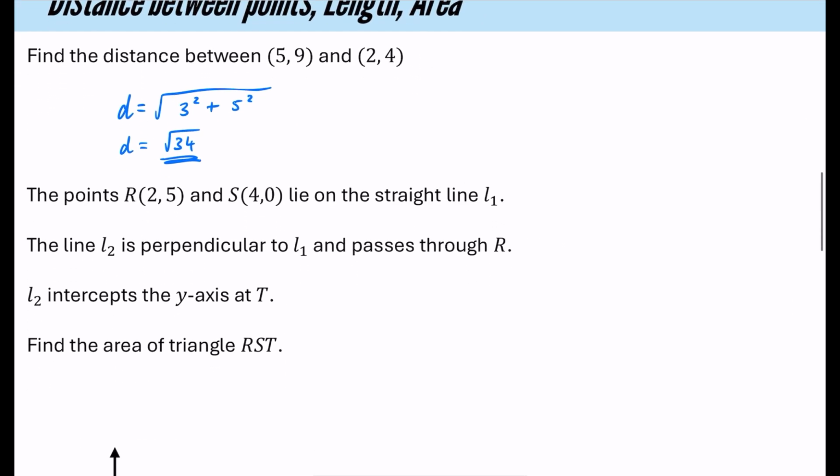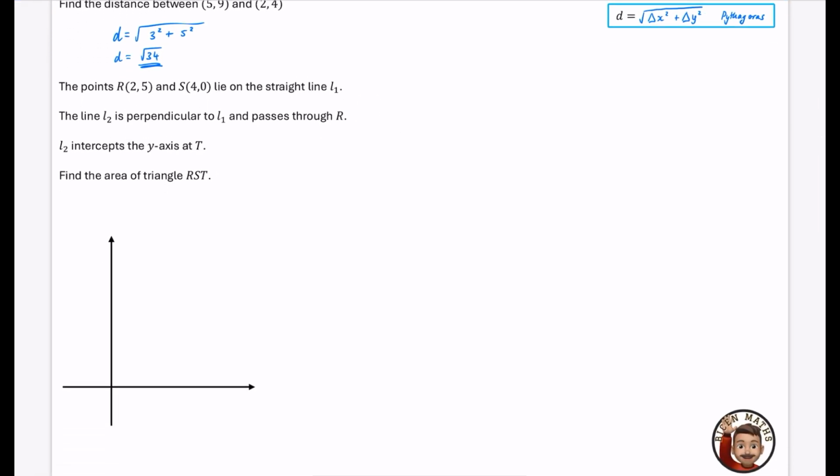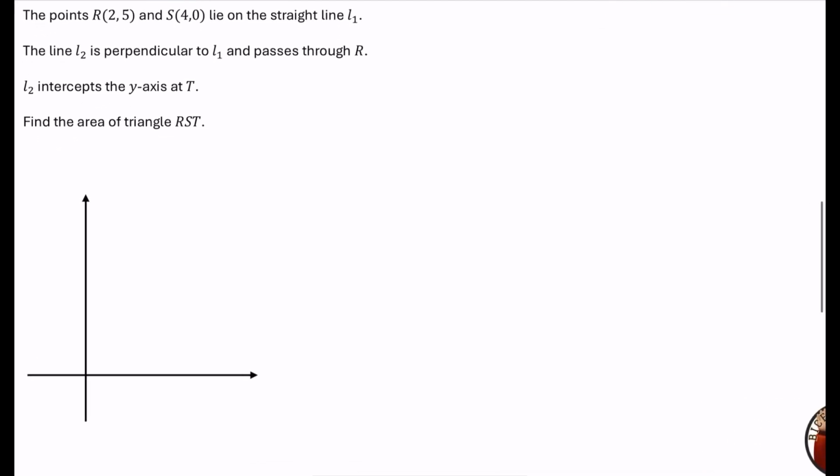Now, we have a slightly more involved question. This is a separate question that we've got here. And this is where I wanted to give you the tip to draw a diagram if it helps you visualize what is going on in the question. It doesn't have to be an accurate diagram at all, just a sketch. So it says the points R, which is 2, 5, and S, which is 4, 0, lie on the straight line L1. So R is 2, 5.